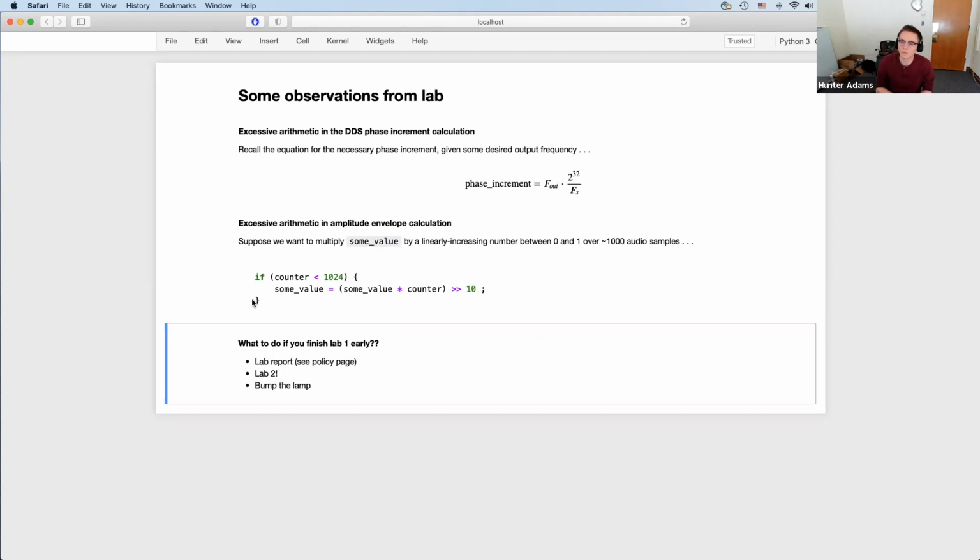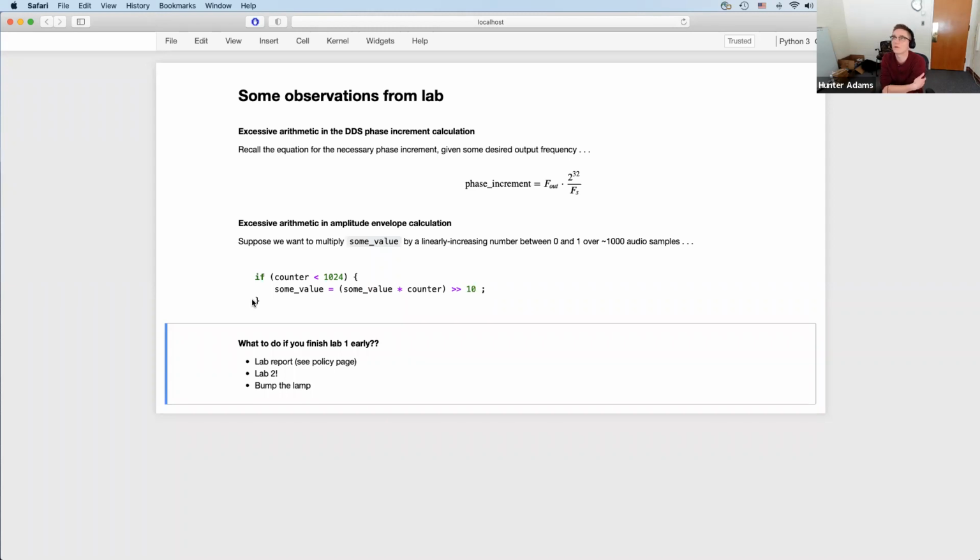And then the other thing I just wanted to address, because we have quite a few groups that are finishing up lab 1 early, which is great. What should you do if you finish lab 1 early? You have a few options. So one thing that you should certainly do is start working on the lab report. And if you go to the policy page on the course website, you can find all the details for the lab report. Start working on that.